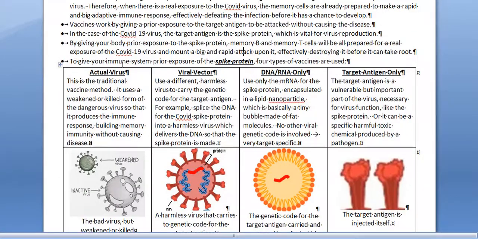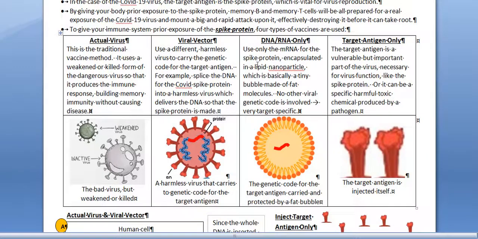So to give your immune system prior exposure to the spike protein, four types of vaccines are used. There's actual virus, there's a viral vector, there's DNA, and RNA only. You don't have any other parts of the virus. These are viruses. You have the target antigen only. So we'll go through each of these.